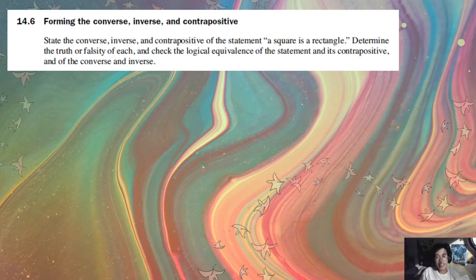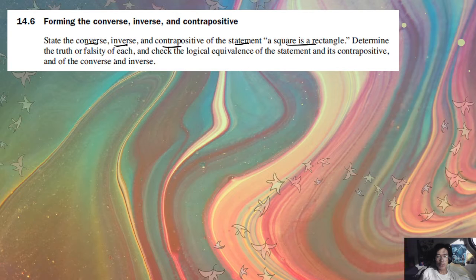Okay, so hi guys, let's continue with our 8th and 9th lesson on congruence and triangle congruence, postulates and theorems, and how to make logical statements. So for this one, state the converse, the inverse, and the contrapositive of the statement. The square is a rectangle.